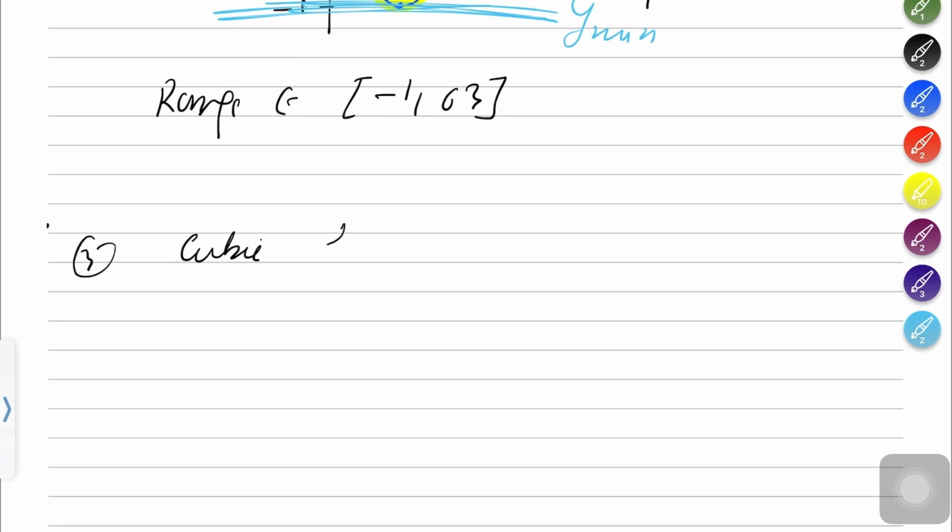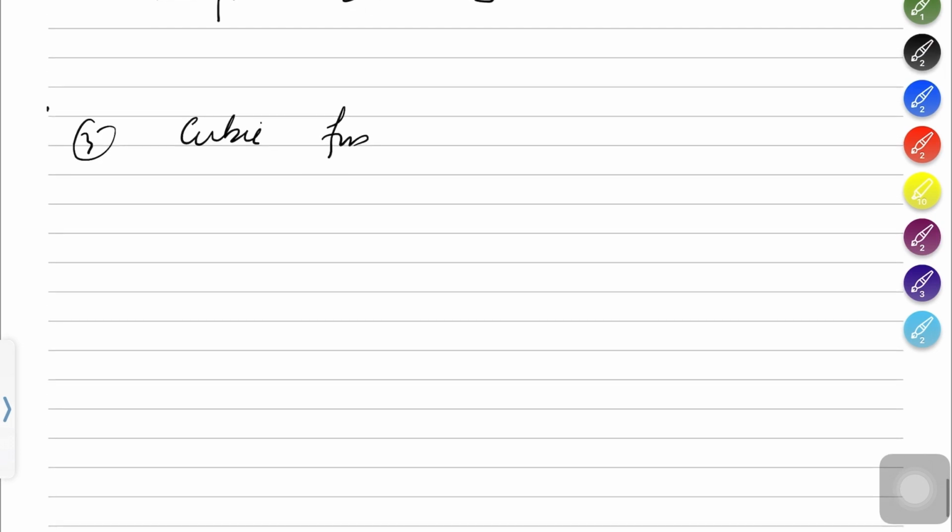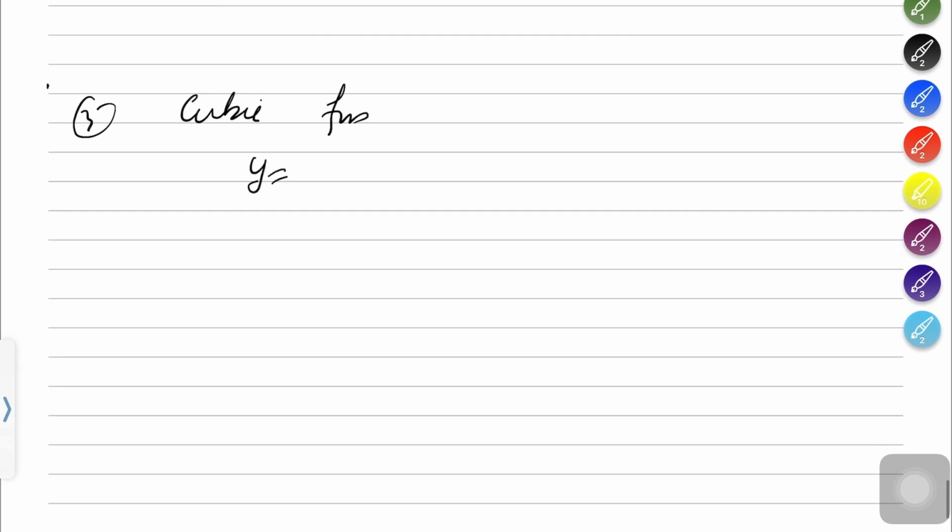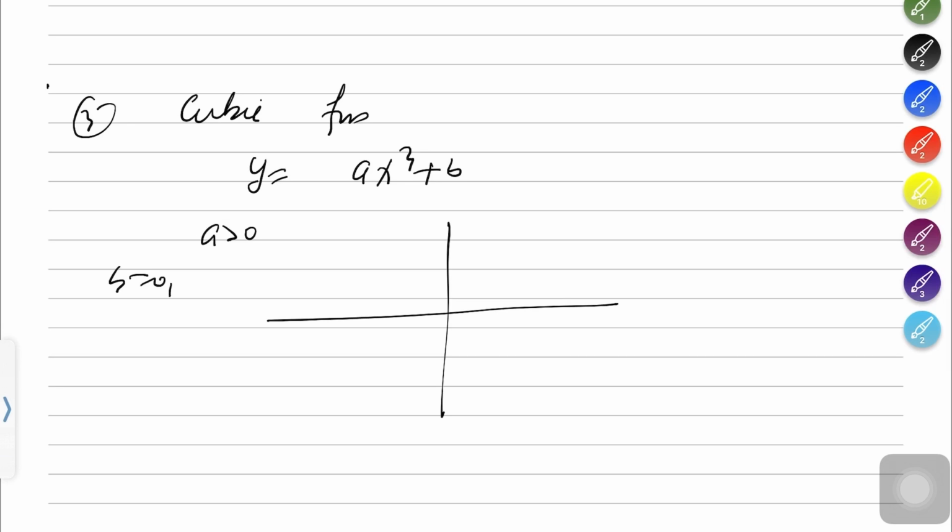Cubic function. So cubic function, I am just talking about a simple cubic function, y equals ax cube plus b, because other cubic functions will be difficult. So if a is positive, let's say b is 0, so y is equal to ax cube, the graph is something like this.